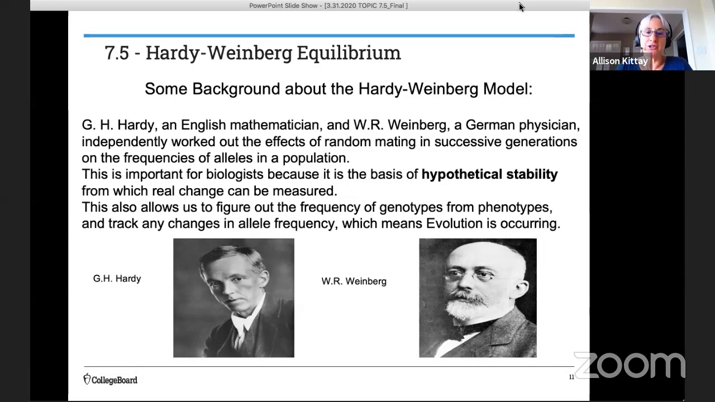This is important for biologists because it's the basis of a hypothetical stability from which real change can be measured. So it is the null hypothesis. It is when a population is not evolving so that we can use it to compare an evolving population to. So this model also allows us to figure out the frequency of genotypes from phenotypes and to track any changes in allele frequency, which means evolution is occurring.